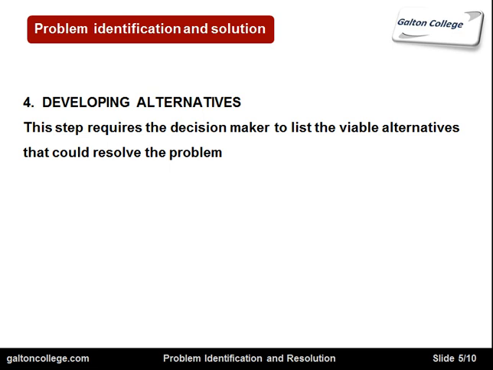We also develop alternatives. This requires the decision maker to list the viable alternatives that could resolve the problem. So we list out all the solutions. We know we're looking for the best one, but we list out all the alternatives. It's a wise practice, because if the one that's selected for unforeseen reasons fails, we want a fallback position. We want a plan B. We need to be able to solve the problem in a different direction, to solve it from other resources or by other means. So we have developed alternatives.